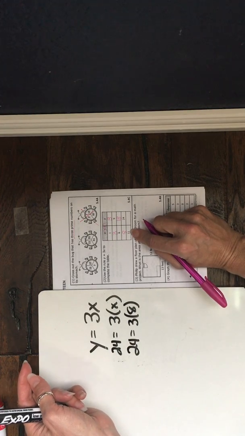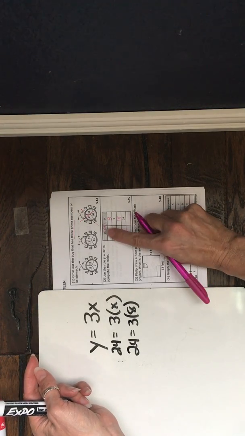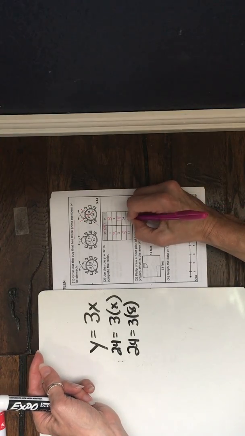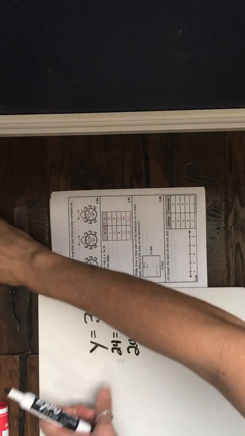Well, this time it gave us our x again, which makes it easier because we already know that this is x times 3. So what's 11 times 3? It's 33. Okay. All right.